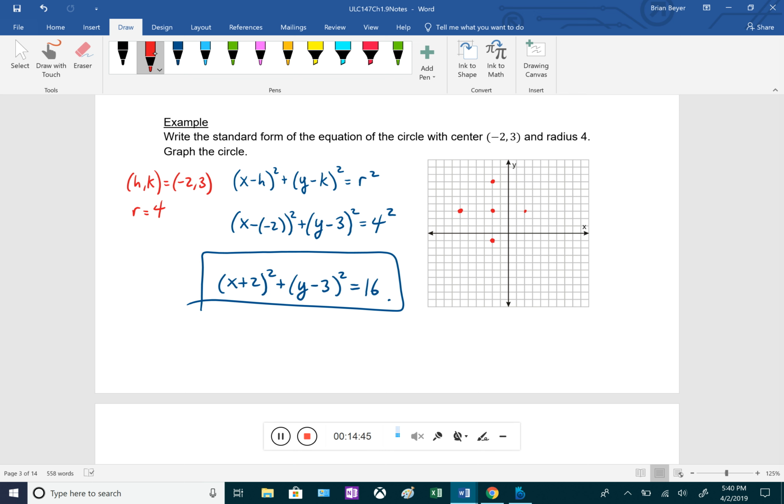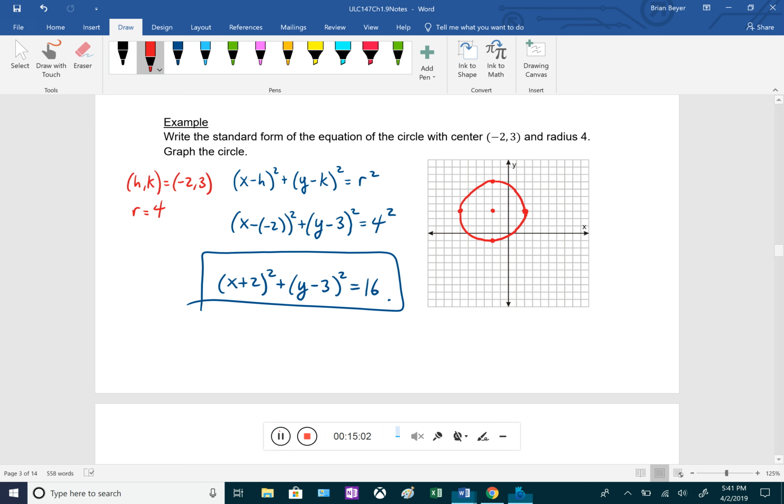And then we connect those outside dots that look like a diamond, but obviously not a diamond. We connect it so it's a circle. So make sure it has curvature in it, so that would be our graph of that circle.